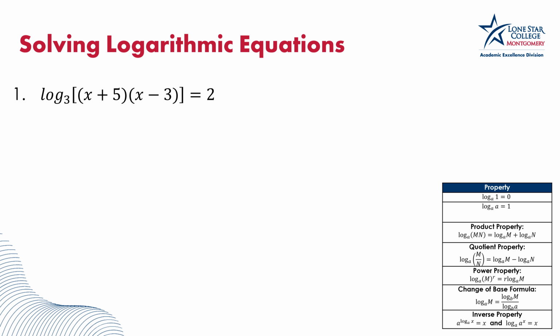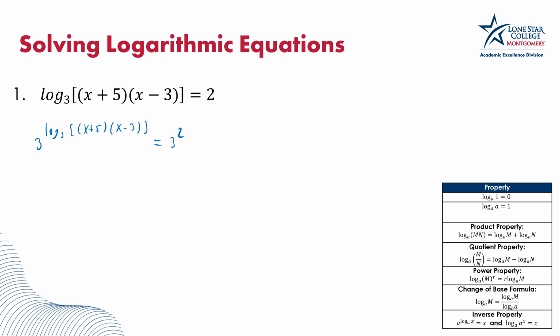Now we're moving on to solving logarithmic equations. So we have log base 3 of x plus 5 times x minus 3 equals 2. So first we need to see that the base of our log here is 3. So we can get rid of our log by raising it to whatever the base is. So we apply the inverse property and we raise the left side as 3 raised to the log base 3 of x plus 5 times x minus 3 equals 3 to the second power, because we apply it to both sides.